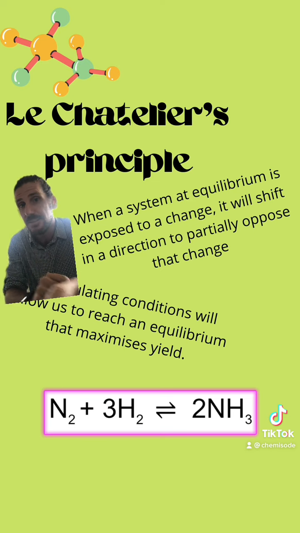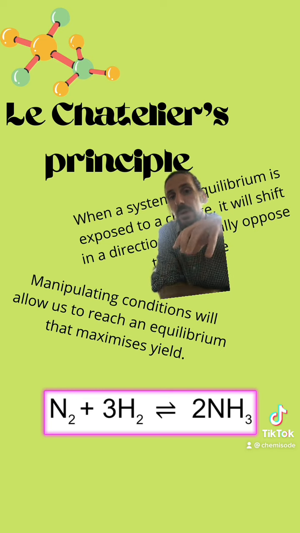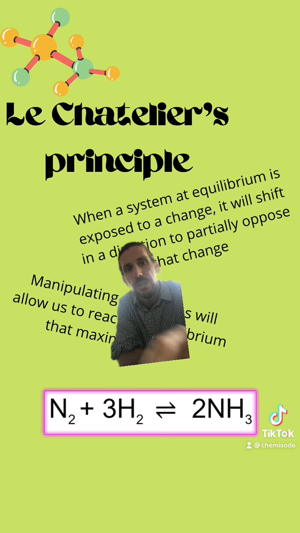Why do we care about this? Well, it's all to do with money. It's the idea of we can manipulate conditions of a reaction that allows us to reach an equilibrium that maximizes our yield. For example, we've got the Haber process down here, which produces ammonia, which is a really great chemical.